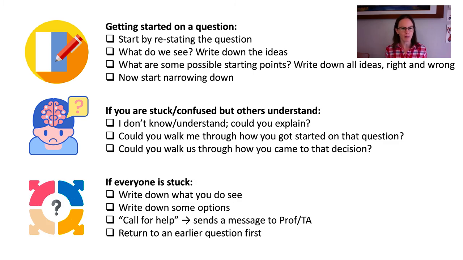And then finally, if everybody in the room is stuck, you really don't know what to do first, that's fine too. That's going to happen. You might start by writing down what you do see, what you observe. You could write down maybe some options, try to brainstorm some ideas there. You can call for help. So that call for help button sends a message to me, if I'm the professor in the course, or to one of the teaching assistants, that somebody in room 6 is calling for you. So we can pop in and help out there.